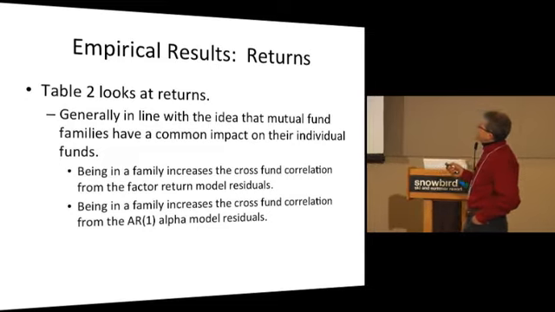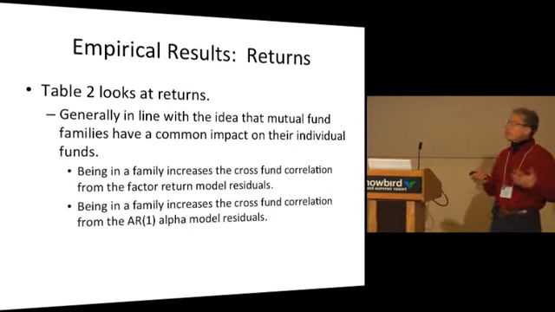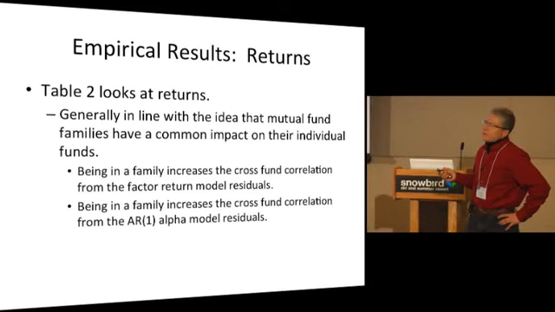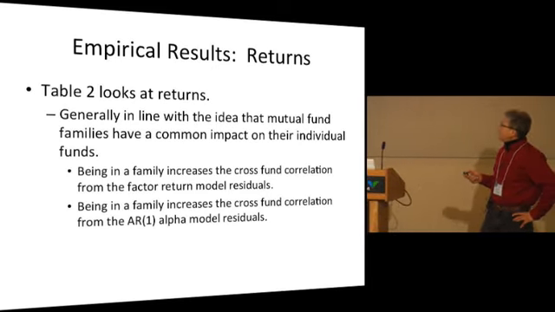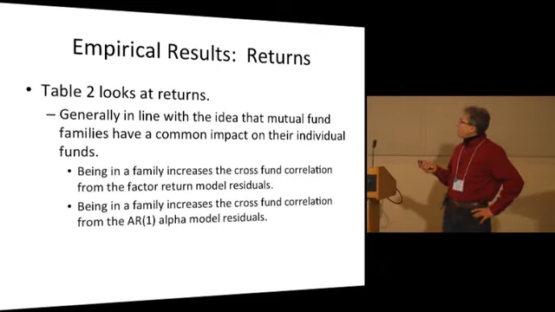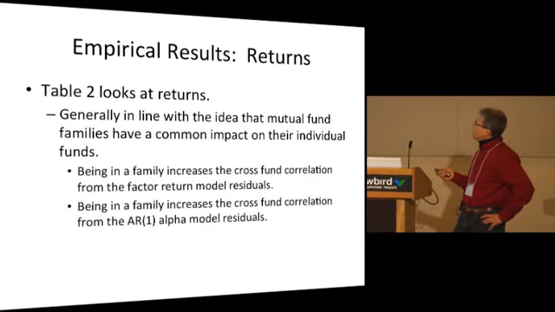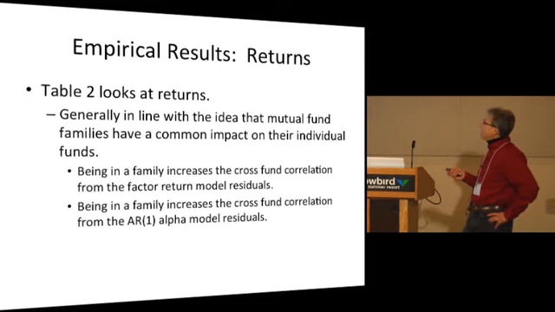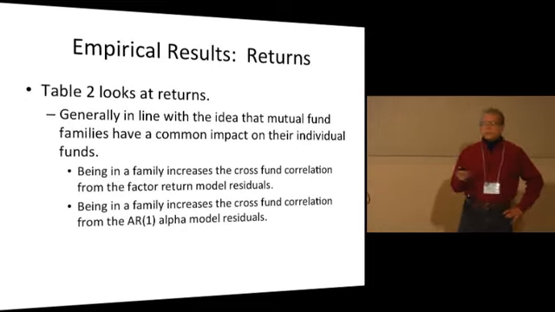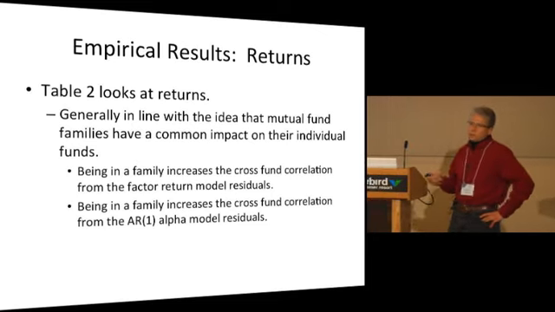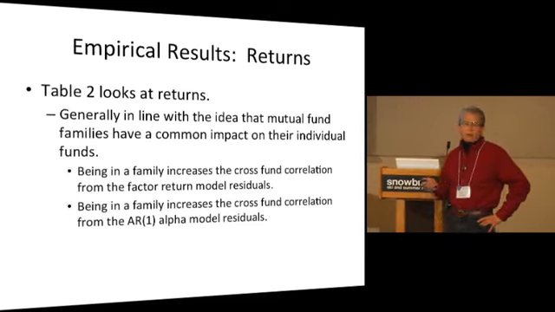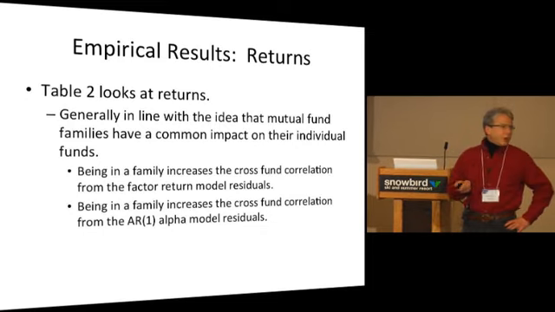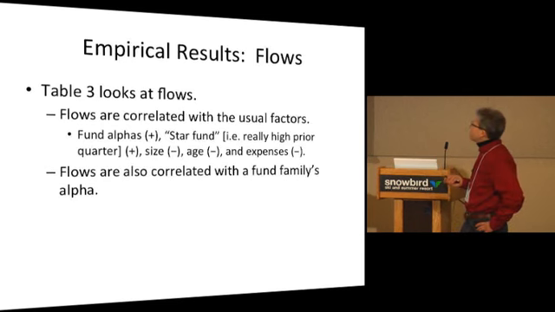So table 2 looks at returns. I'm now going to talk briefly about the return data they've got. It's generally in line with the idea that mutual fund families have a common impact on their individual funds. Being in a family increases the cross-fund correlation from the factor return model residuals, and being in a family increases the cross-fund correlation from the AR1 alpha model residuals. So it's not too surprising. That's why I was saying I think if they do apply their model directly to the data, they'll find some of the stuff they're looking for, because the simpler factor model regressions on the residuals all produce the same thing.